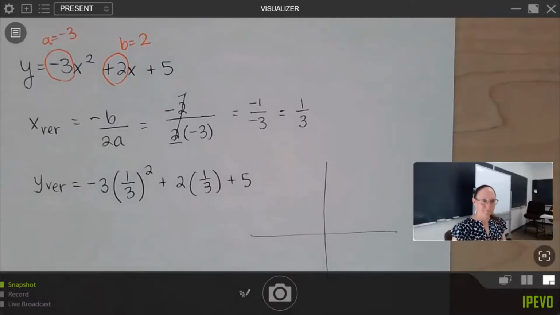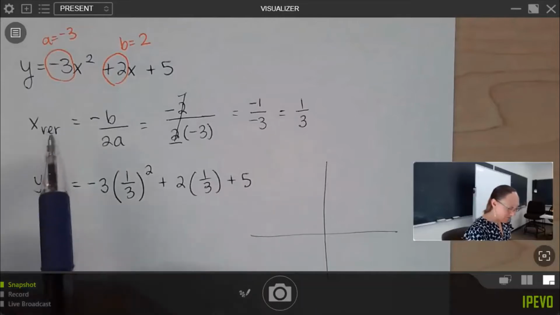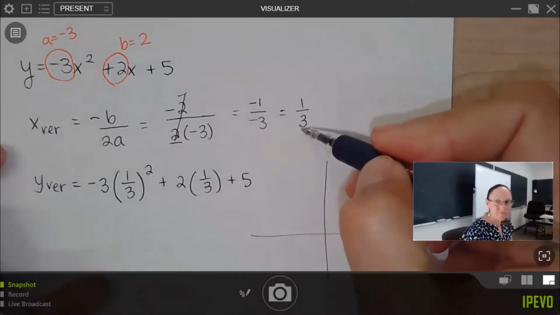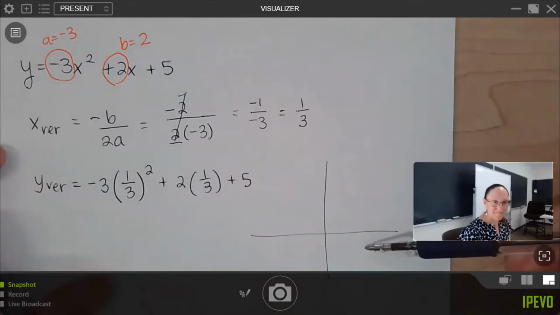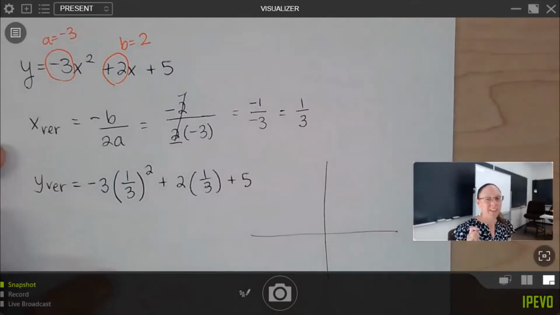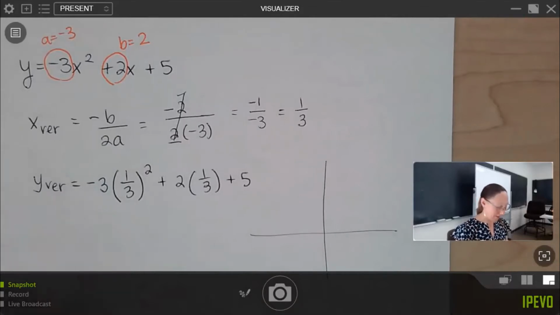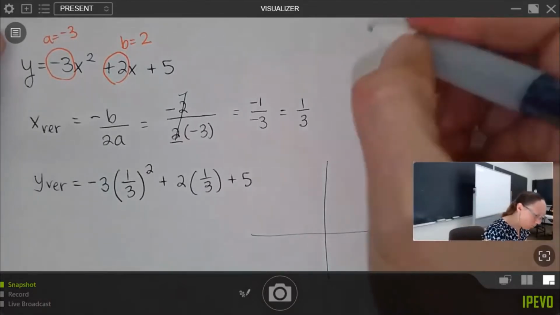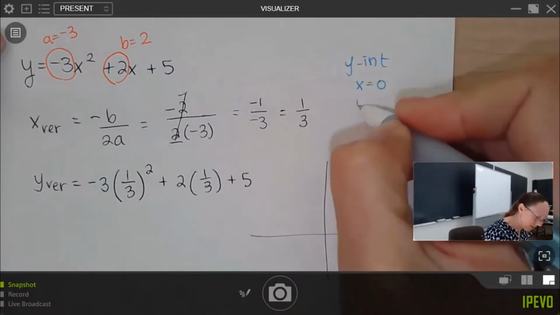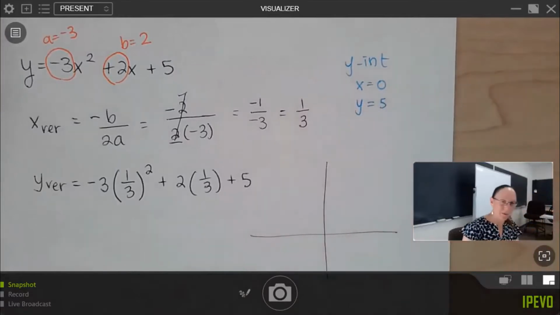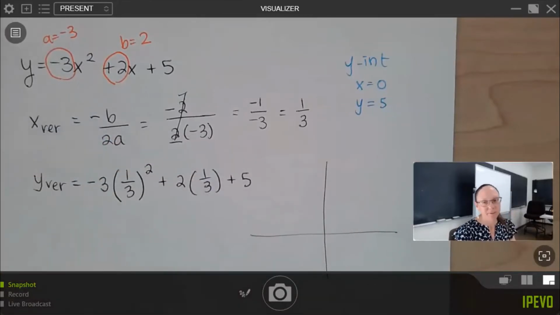Well, I know that the x value is 1/3, which means my vertex is going to be somewhere over here. I can find the y-intercept pretty quickly because my y-intercept is going to come from setting x equal to 0. So my y-intercept is going to be 5. And I know that because the a is negative, this has to be concave down.